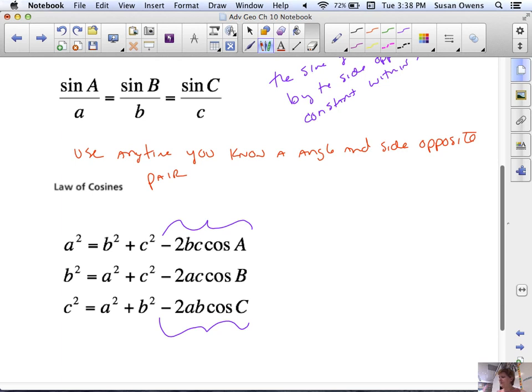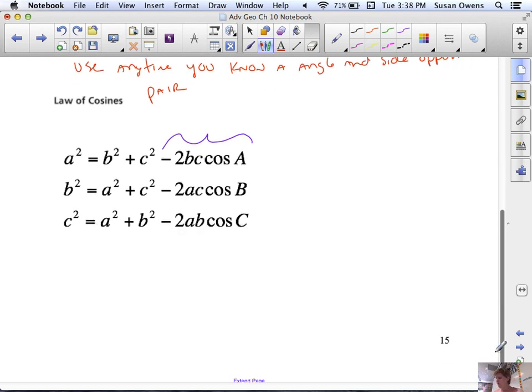I like to look at the last one because it's the closest to the Pythagorean theorem, and it helps me see the parts of it and remember. Basically, you start off with the Pythagorean theorem: c squared equals a squared plus b squared. And then you take minus 2ab. Notice these are the same as the other two sides in the formula. And then you do the cosine of the angle that's the included angle.